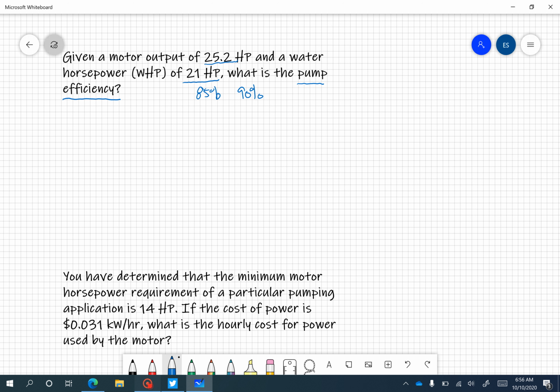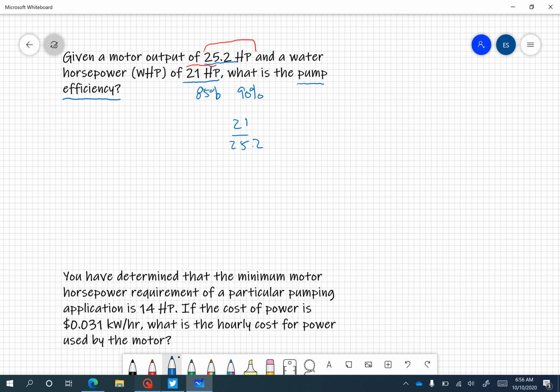Remember, we have to apply more horsepower to the pump to supply this amount of horsepower. We have to apply 25.2 horsepower to the motor to get 21 horsepower of force applied to the water. So how do we set this problem up? I could just real quickly say, oh, it's easy. All you do is divide 21 by 25.2, and that is how you solve it. But I want to explain why that is.